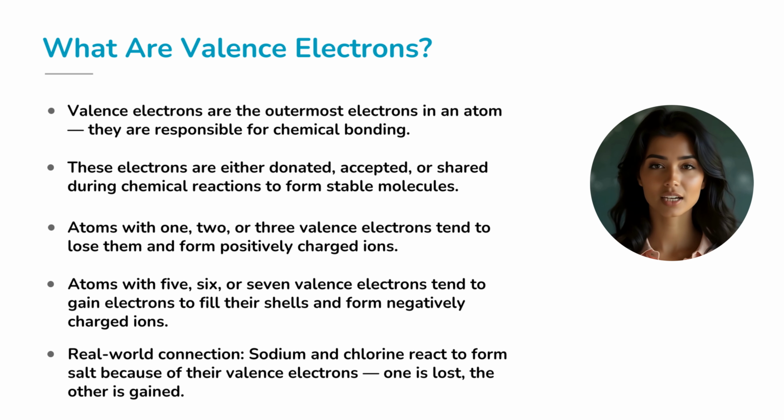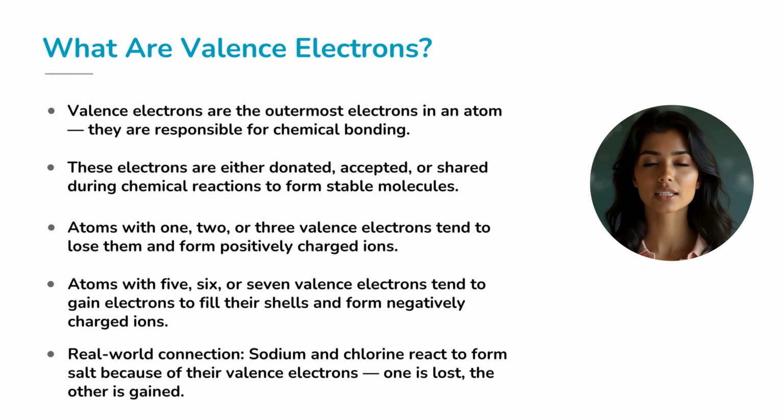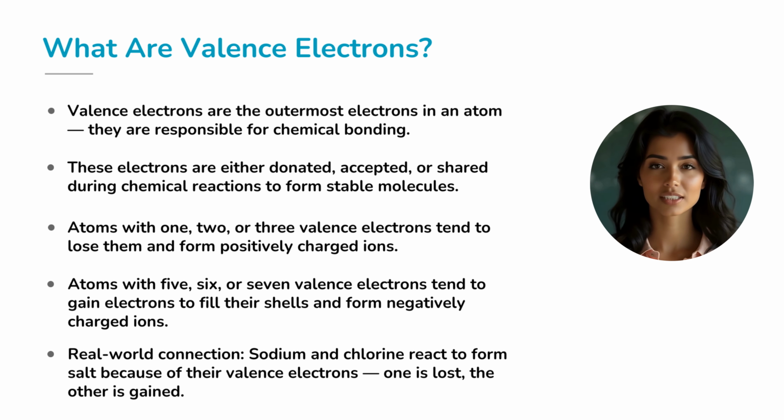Now, meet the actual players responsible for chemical bonding: valence electrons. These are the electrons sitting in the outermost shell of an atom. Let's imagine the atom as a party, and the valence electrons are the people near the exits, always ready to leave or bring someone in. They're reactive. They decide whether the atom will bond and how.